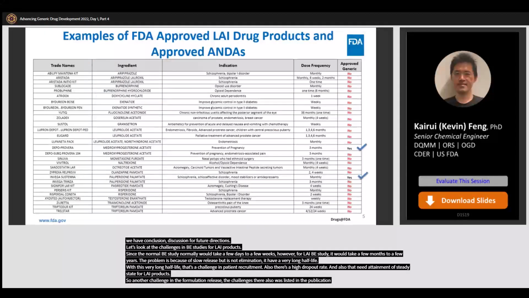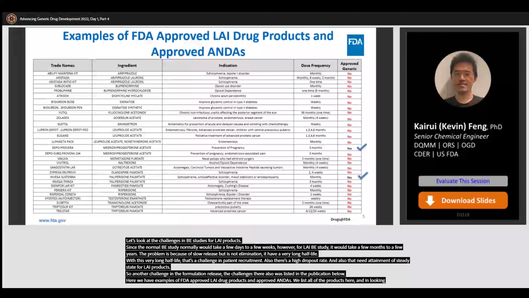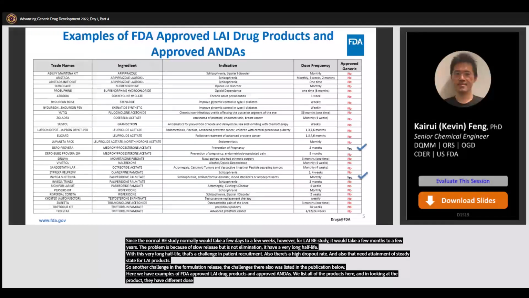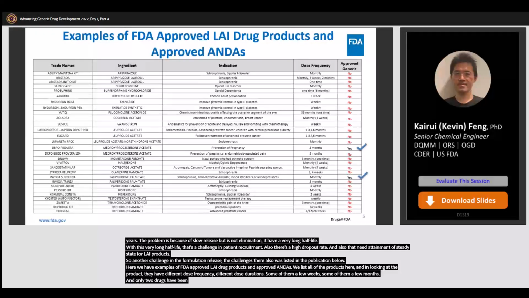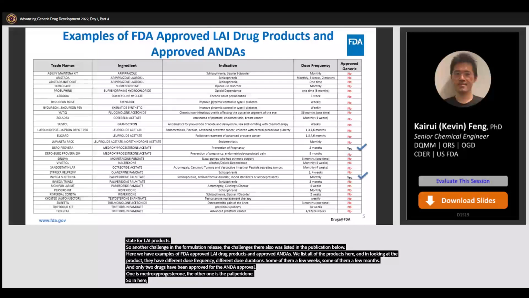Here we have examples of FDA-approved LAI drug products and approved ANDAs. We list all of the LAI products here, and looking at the products, they have different dose frequencies and different dose durations, some of them a few weeks, some of them a few months. And only 2 drugs have been approved for ANDA approval. One is medroxyprogesterone, the other one is paliperidone for monthly. So let's look at why very few drugs have been approved.